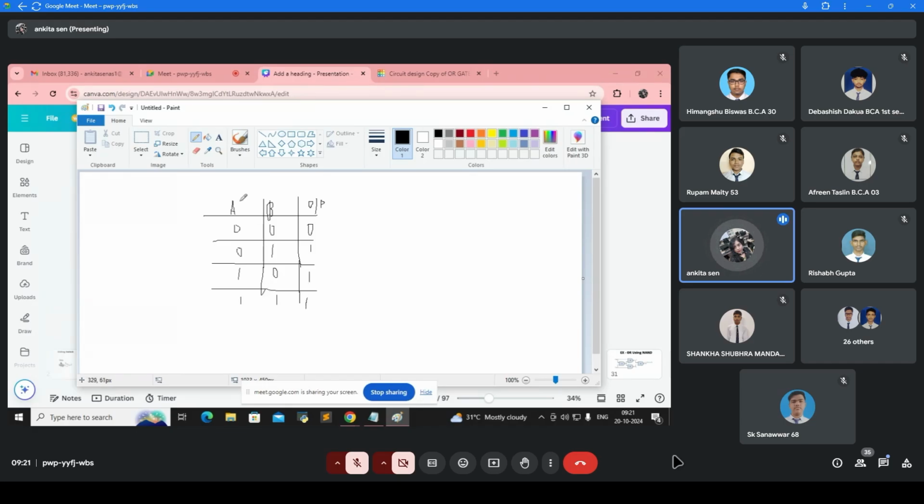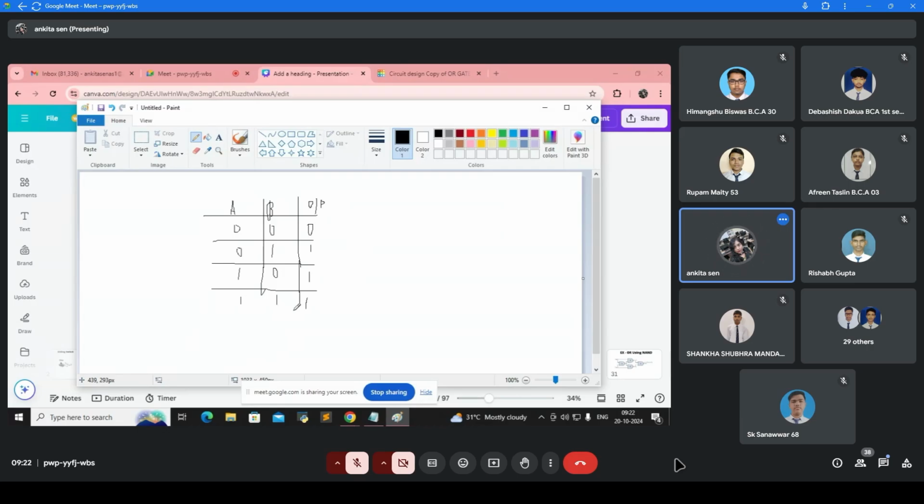A stands for the first switch, B stands for the second switch, and output stands for the condition of the LED. If the first switch is off and the second switch is also off, the output is obviously off. If any one of those two switches is on, the output will be on. If both the switches are on, the output of course will be on. Got my point?